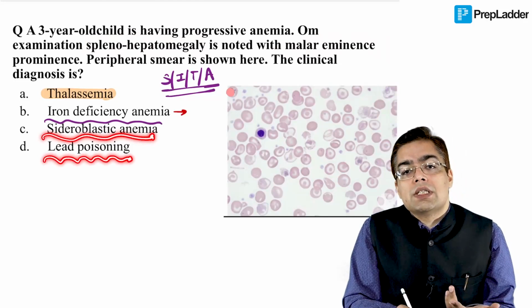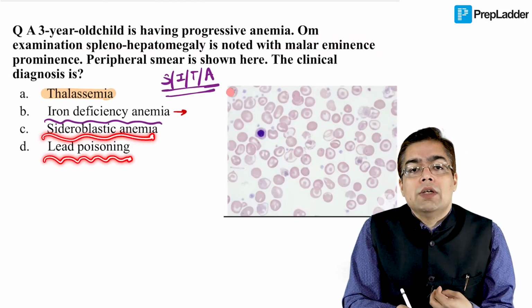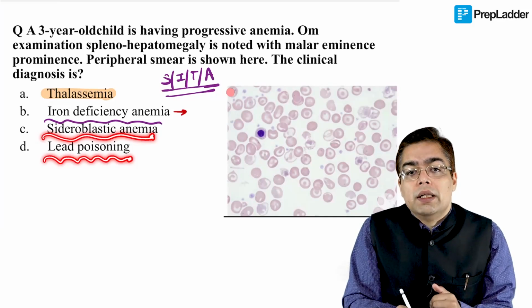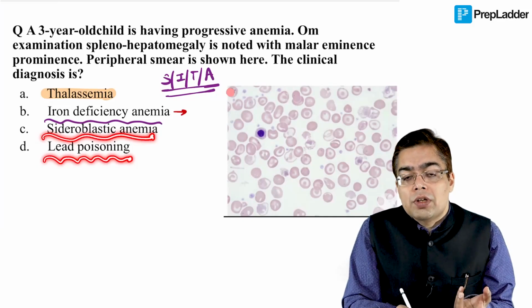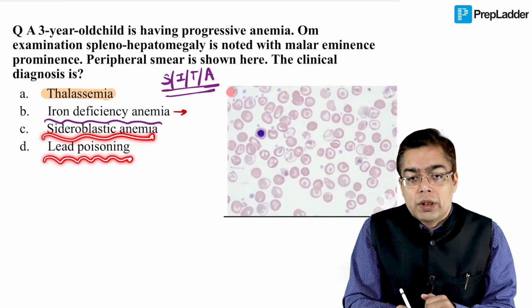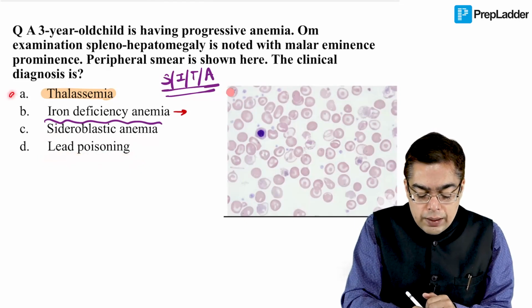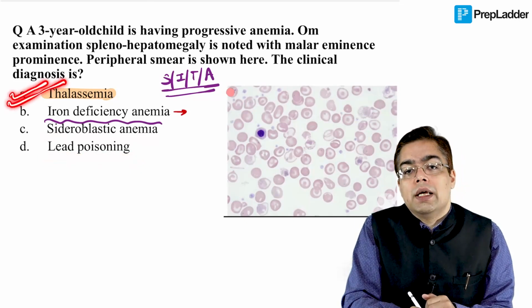So nothing in the history suggestive of something like lead poisoning. Otherwise, he would have made a mention of something like that discoloration that you get on the gums. Then he talks about something like a foot drop kind of history, and then he talks about a microcytic hypochromic anemia. So that would have gone in favor of something like lead poisoning. So the answer becomes absolutely clear over here. It is going to be option A in this question.